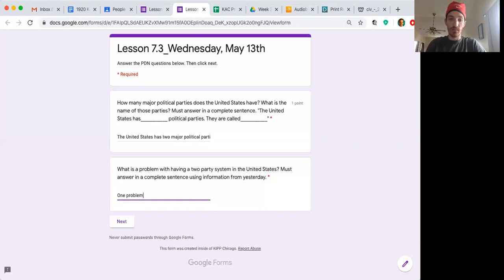One problem with a two-party system is we get limited choices for elected officials. I was going to say president, but it's not just president. Governors, congressmen and women, senators. We only get a couple of choices, right? You have a choice between a Democrat or a Republican. You don't have a choice of other parties. You just have a choice of those two. So if you find yourself somewhere in the middle or not agreeing with either one, you're kind of stuck at that point. So that's one of the issues with a two-party system.